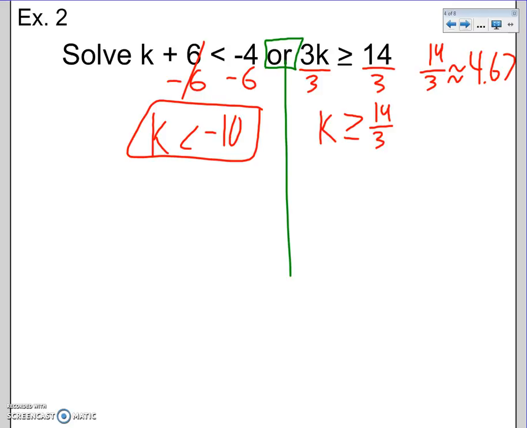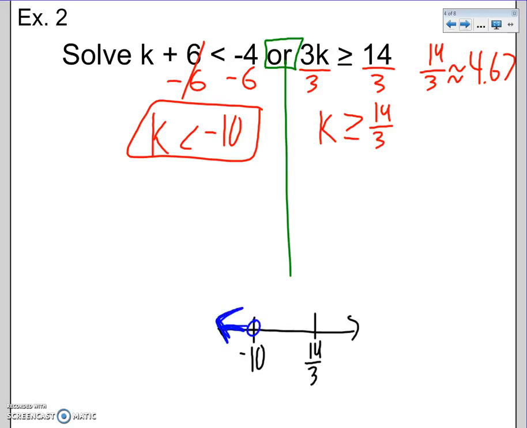Let me put this on a graph so you can see what I mean. I'll put the two numbers. Let's put a negative 10 here. Let's put 14 over 3 here. And it doesn't have to be to scale. We're just sketching it. On the left, k is less than negative 10. So open, smaller, so shade that way.